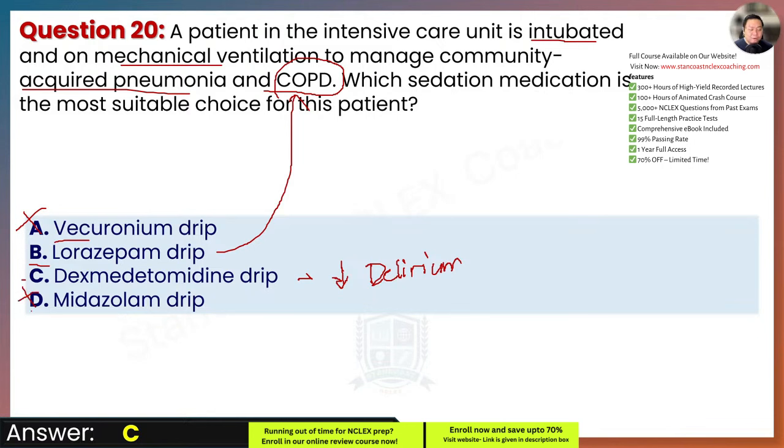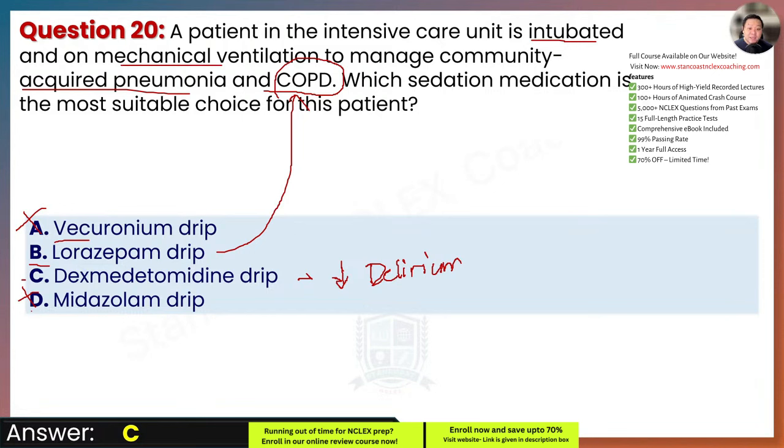Now, what about letter D, midazolam? This is also incorrect, right? This is also a benzodiazepine, right? So this might seem like a reasonable option as well, but it has the same issues as the lorazepam. There's going to be longer ventilation times, there's going to be increased delirium risk, and also potential respiratory depression. Plus, the midazolam can accumulate in the system. This can lead to prolonged sedation and a harder recovery. And this is not ideal when you want your patient off the ventilator as soon as possible.